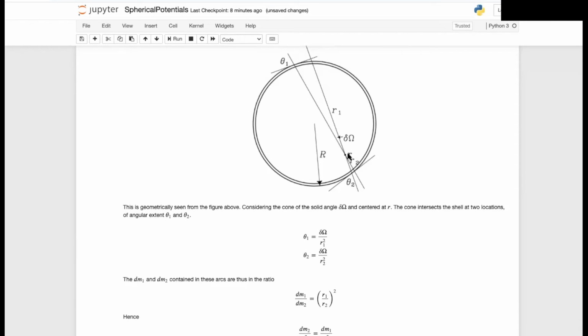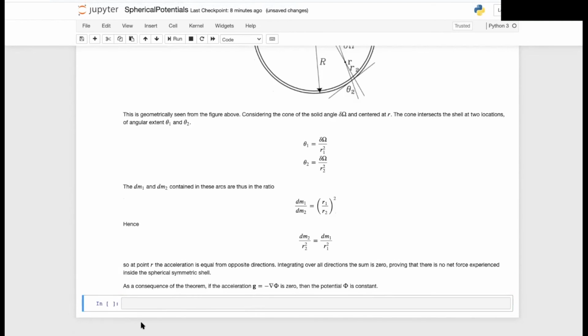The acceleration that a test particle is feeling at point r by the mass that is contained in the arc theta 2 is dm2 over r2 squared, and the acceleration that is felt from the mass given by the arc theta 1 is equal to dm1 over r1 squared. The accelerations are equal and opposite, and therefore, if you integrate over all the directions, the sum is 0, proving that there is no net force experienced inside the spherically symmetric shell.